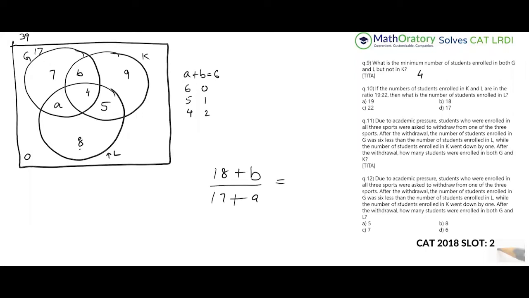Now this has to be in the ratio 19 upon 22. Now check this out. This can only be possible if A plus B is 6, right? So there are not too many possibilities of A and B that are available. So the only way this is possible is when B is equal to 1 and A is equal to 5, right? So then we have 19 and 22. So we are looking at this case. So what is the question? What is the number of students enrolled in L? So in L we have exactly 22 students. So the answer for this is option C.